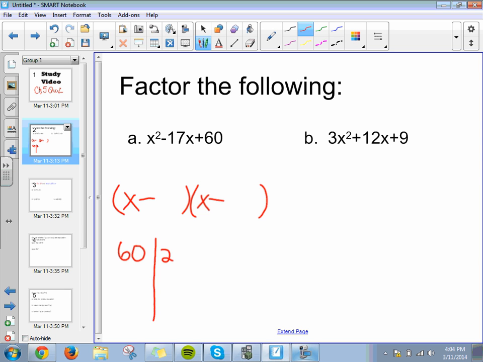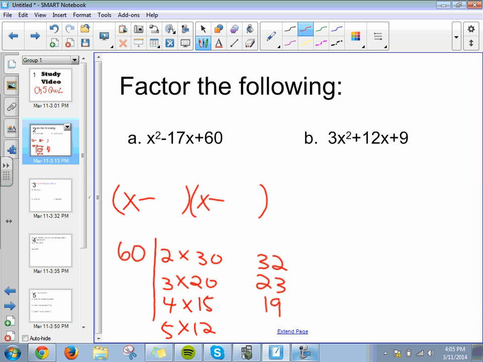Those could be things like 2 times 30. 2 and 30 add together to be 32. That's not going to work. We could do 3 and 20, which gives us 60. 3 plus 20 is 23. Not quite. Let's see, we could do 4 and 15, which gives us 19. So we're getting closer. My next one then will be 5 and 12. 5 and 12 add together to be 17. So we need a negative 5 and a negative 12.